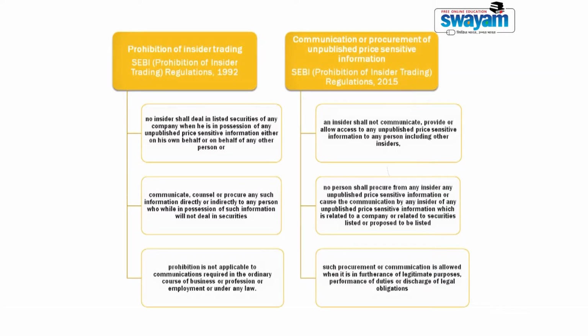Now let us look at the prohibition under the 2015 regulations. It says that communication or procurement of unpublished price sensitive information is prohibited, and that no insider shall communicate, provide or allow access to any unpublished price sensitive information to any person, including other insiders of the company, and no person shall procure from any insider any unpublished price sensitive information or cause the communication by any insider of any unpublished price sensitive information which relates to a company or to securities which are listed or proposed to be listed. Now the exception says that such procurement or communication is allowed when it is in furtherance of legitimate purposes, performance of duties and discharge of legal obligations.